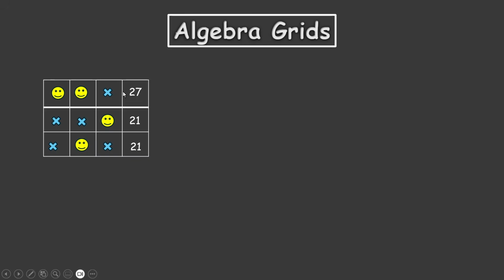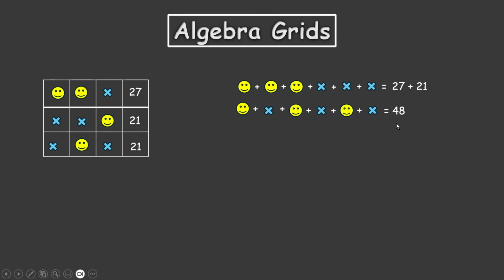There is one way. If you just add these 2 rows, see, we have a total of 1, 2, 3 smileys in both the rows. So 3 smileys plus 3 crosses together are equal to 27 plus 21. Right? So 3 smileys and 3 crosses, they can make 3 pairs like this. A smiley and a cross, 1 pair. Another pair and another pair. They are equal to 27 plus 21, which is 48. So we have 3 pairs of smiley and cross equal to 48. That means 1 pair will be equal to 48 divided by 3, which is 16.